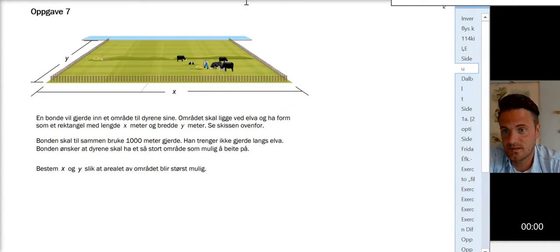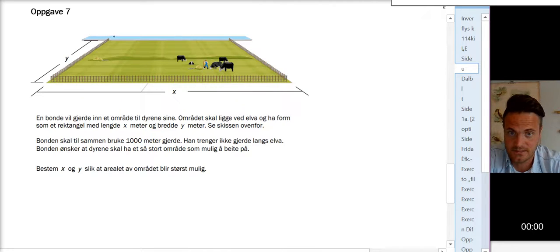7. A farmer is going to build a fence like we see in the picture here, and this area is along the river, so we don't need a fence up here. But the fence should have the shape of a rectangle, and the length is x, and the width here is y. And he has 1,000 meters of fence to build here, and he wants to make this area as large as possible.